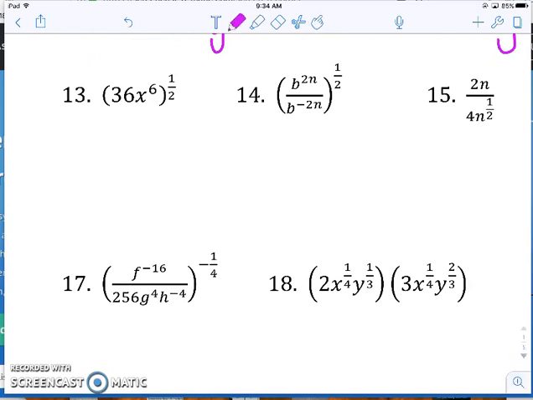Let's see, 13. So if we distribute 36 to the 1/2, x to the 6/2. Well, 36 to the 1/2 is the square root, so 6x cubed.